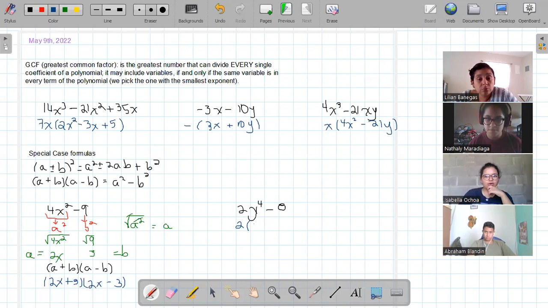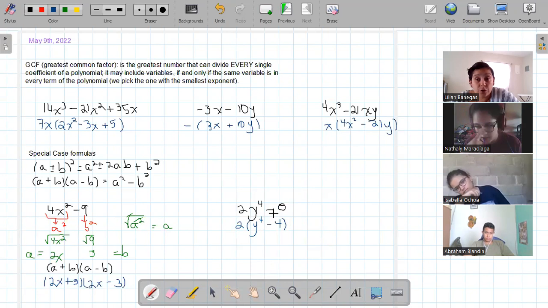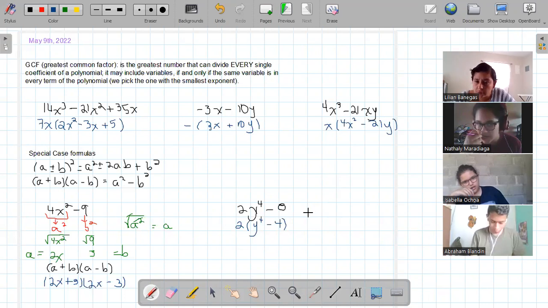Y cubed. No, y to the fourth power. Very good. Minus 8 divided by 2. 4. Very good. Now, pay attention to the binomial. I got y to the fourth power minus 4. Can I still simplify that? Is there still a square root for y to the fourth power? Is there a square root for 4?